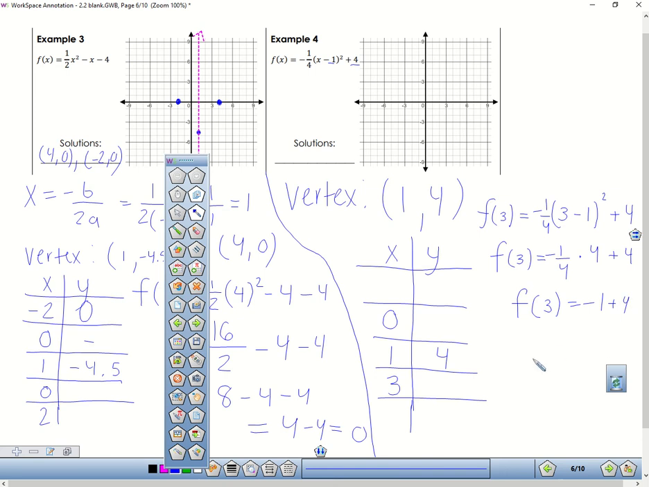-1 plus 4. That's f of 3 equals 3. So I have a point on my graph. So far I have (1, 4) and I have (3, 3). Is this graph going to be up or down?